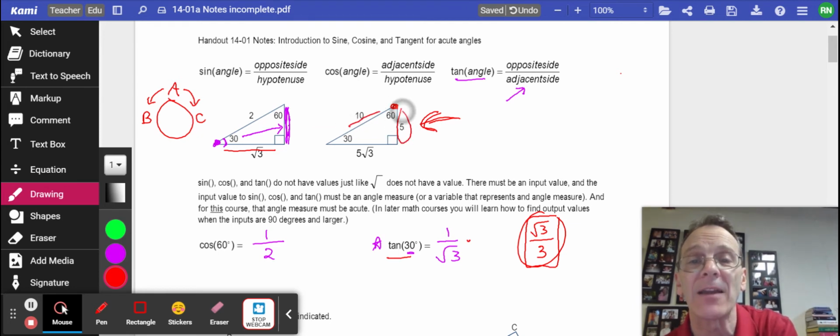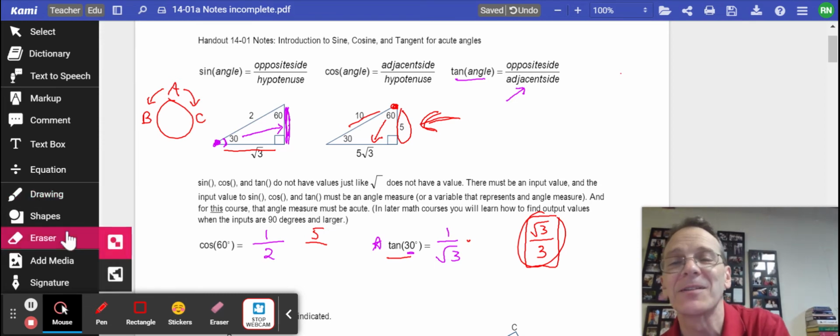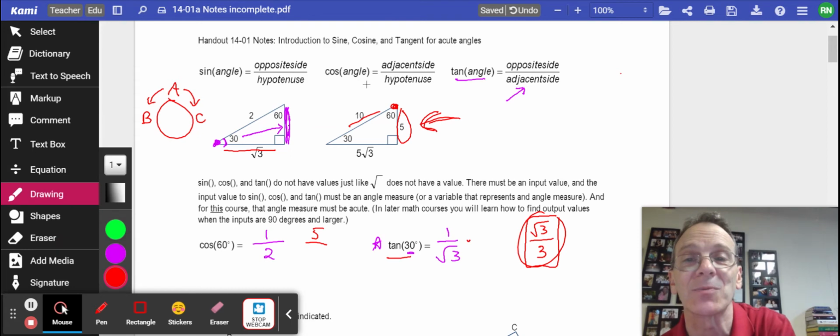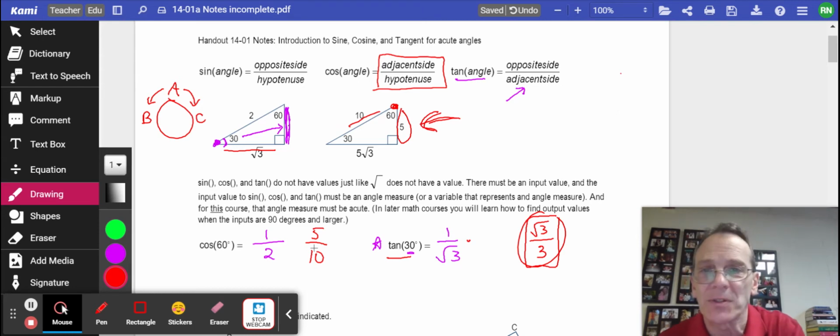It would be the 5 divided by the opposite side, which is... cosine is the adjacent side divided by the hypotenuse. That's what the definition says. Adjacent divided by the hypotenuse. 5 over 10. Well, that reduces to 1 over 2. So we get the same result.